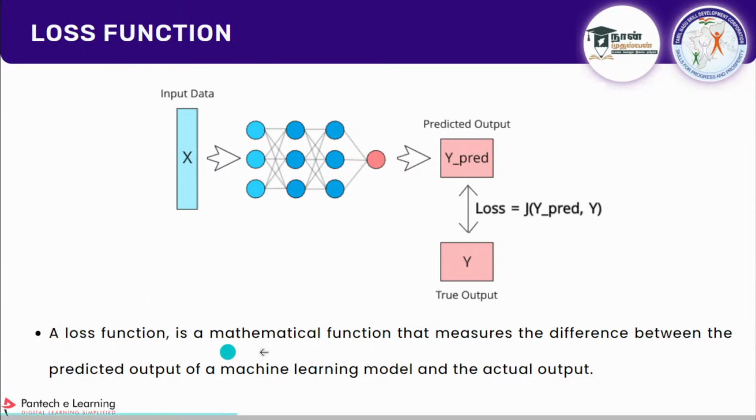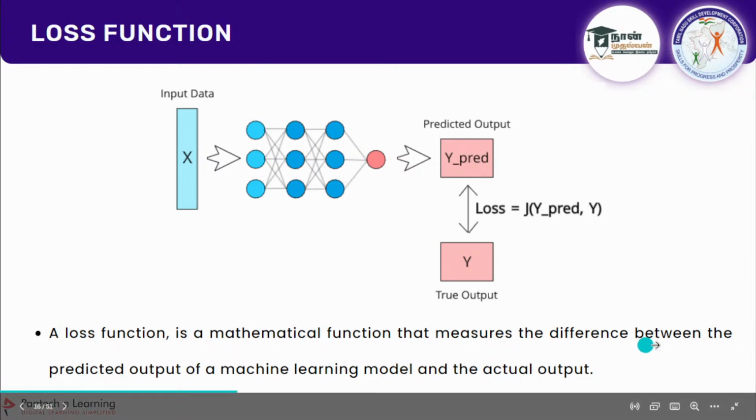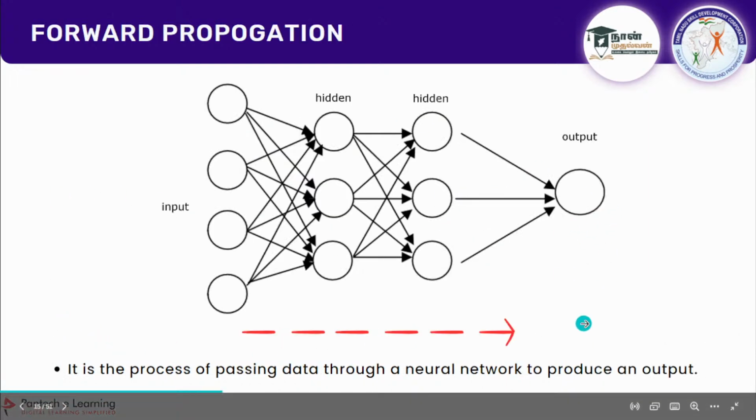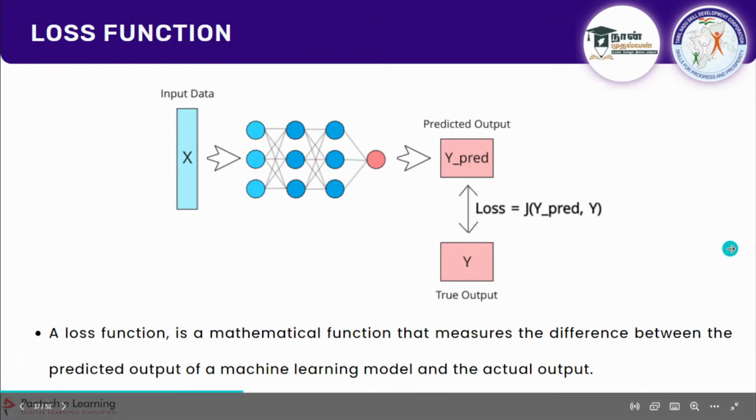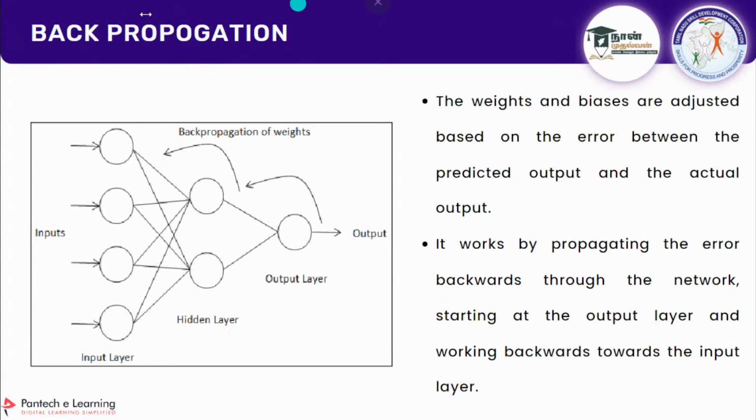A loss function is a mathematical function that measures the difference between the predicted output of a machine learning model and the actual output. What is the original output, and what is the output by the machine? Once forward propagation is done, you will have an output which will be compared with the original answer, and a loss value is calculated. Next comes the task known as back propagation.